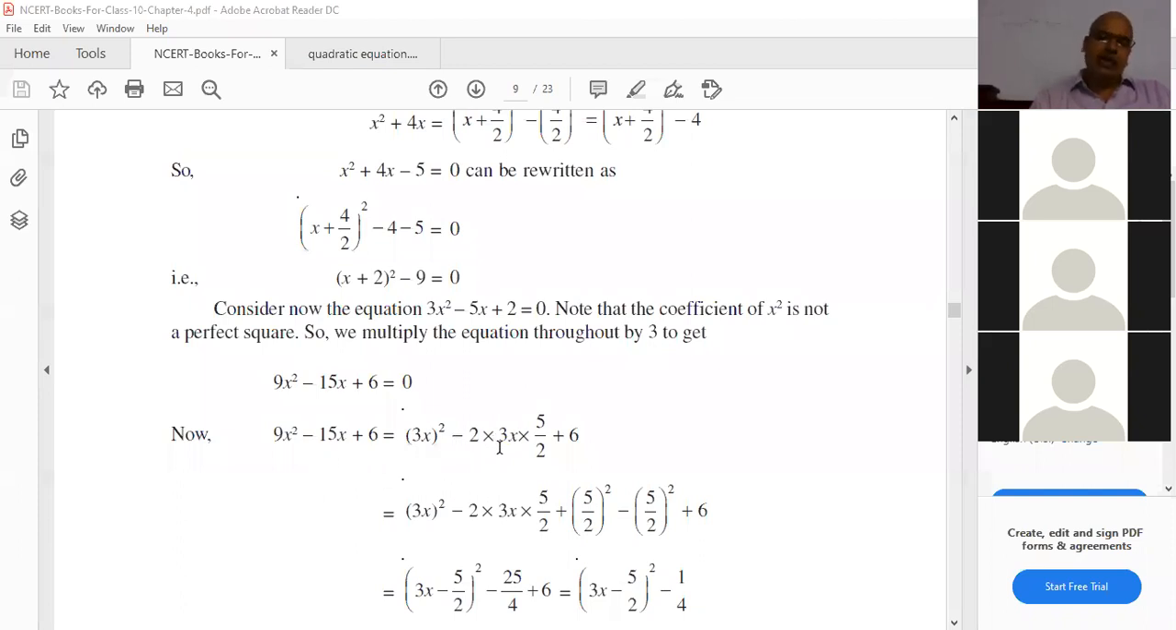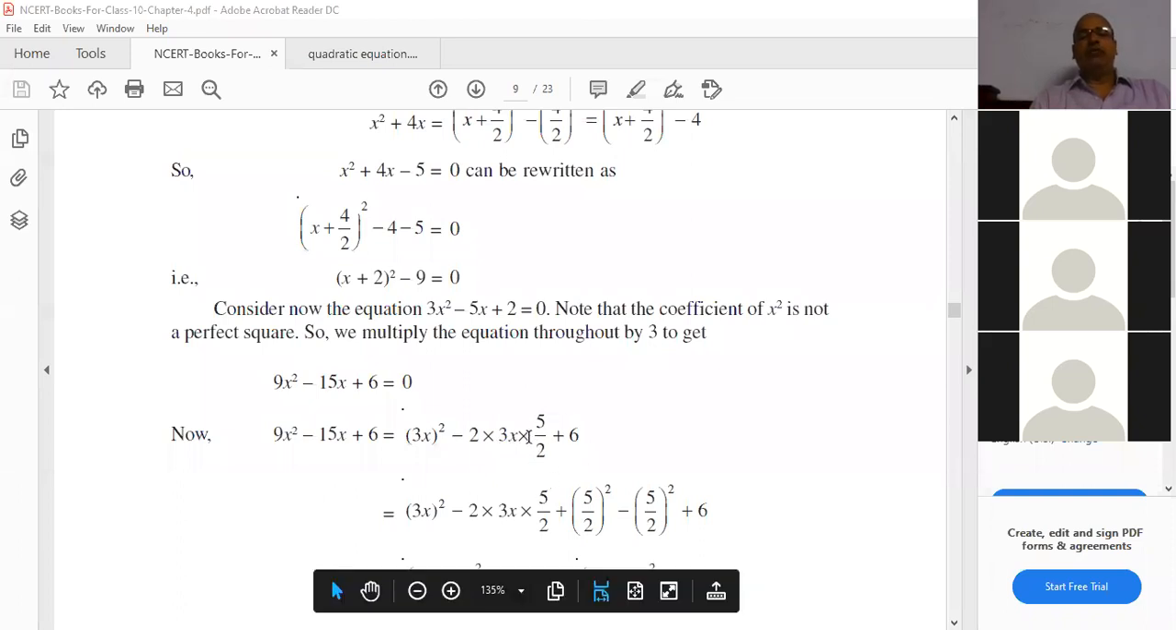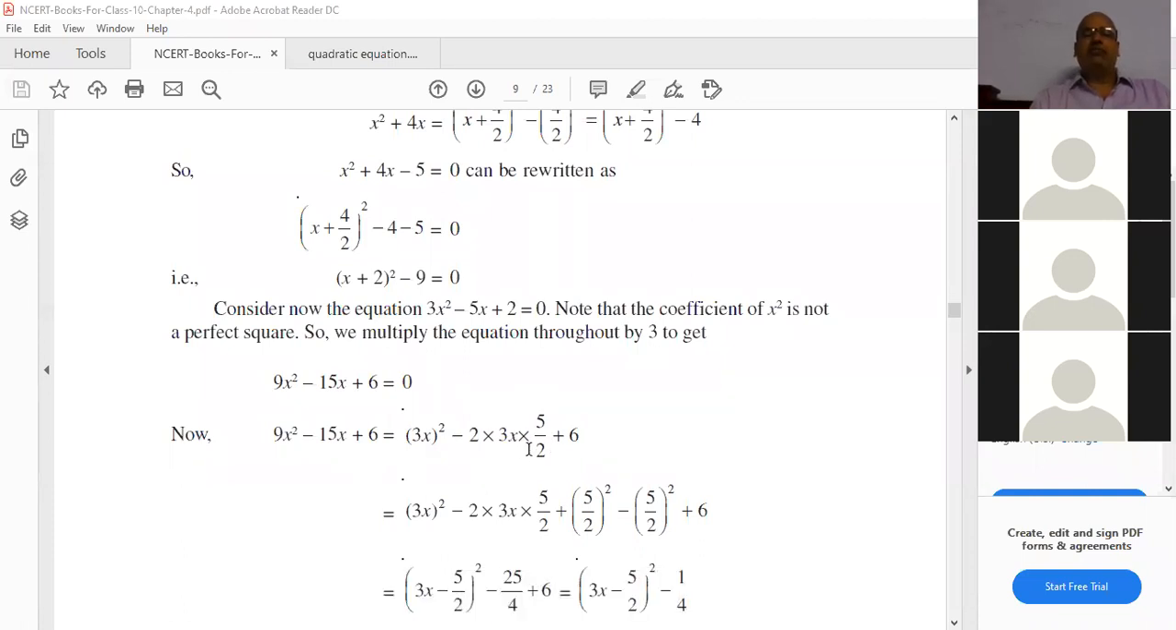2 3s are 6x already I wrote. 6 into what number do I write to get 15? 6 into 5 by 2. 2 3s are 6, 3 5s are 15. So this you have to think. How to get 5 by 2 is most important. That means b is 5 by 2. I have to identify b here. b is 5 by 2. Understand? Everyone?